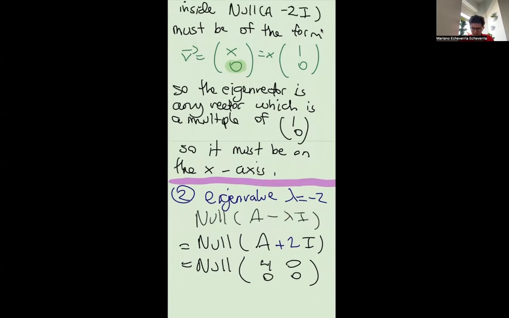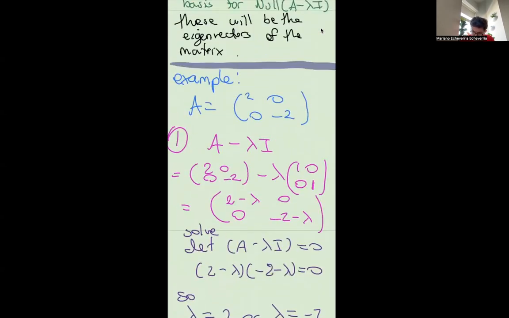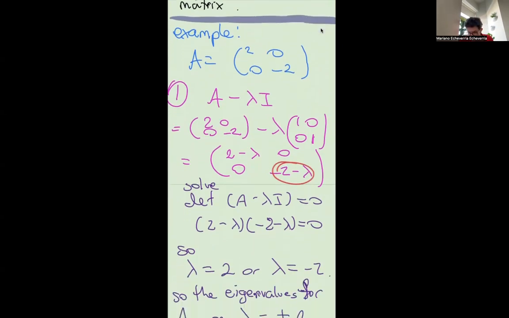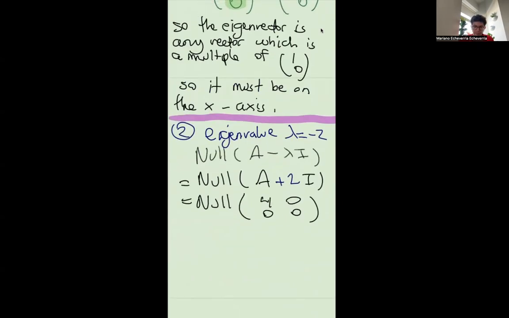4, 0, 0, 0, sorry. Because if you put lambda equals minus 2 here, you get 4, and this one gives you 0. So it's 4, 0, 0, 0. And how do you find the null space for that? Again, for null space, you do the homogeneous system.